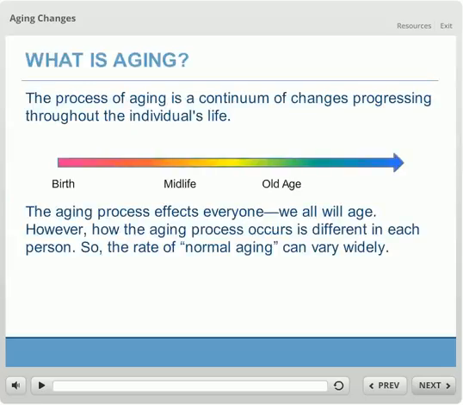What is aging? The process of aging is a continuum of changes progressing throughout the individual's life. The aging process affects everyone. We all will age. However, how the aging process occurs is different in each person, so the rate of normal aging can vary widely.